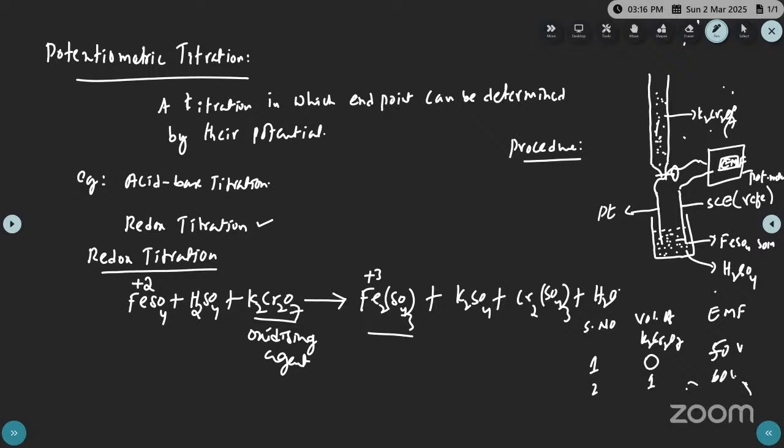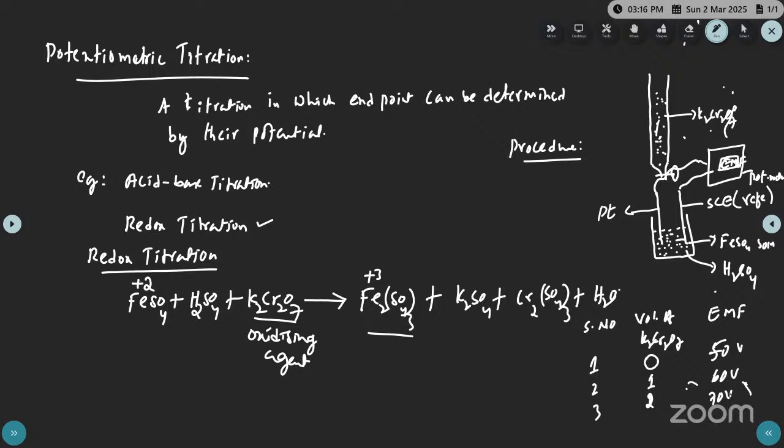For example, 60 came, let us assume 60. And next, the third time, add another 1 ml of the potassium dichromate, and like that the potential increases to, let us assume, 70. So like that, with every 1 ml of potassium dichromate, the EMF of the mixture will increase. Up to when will it increase? Up to completion of the reaction. What does completion of the reaction mean?